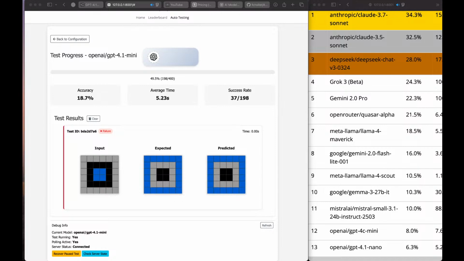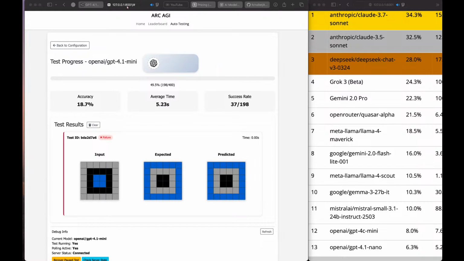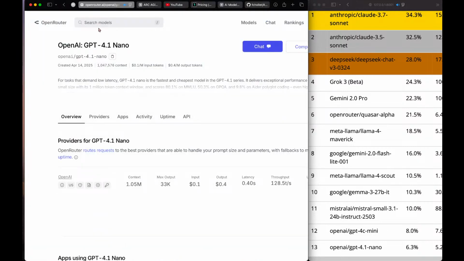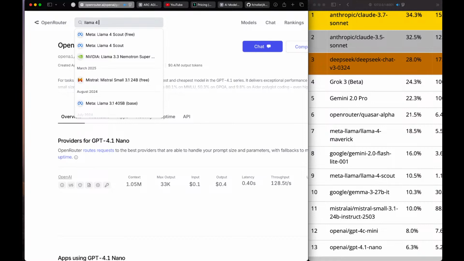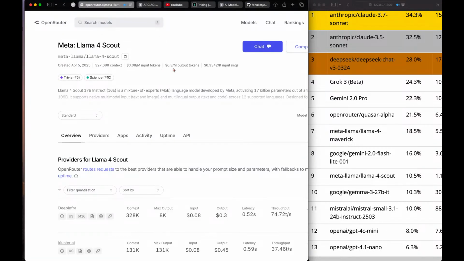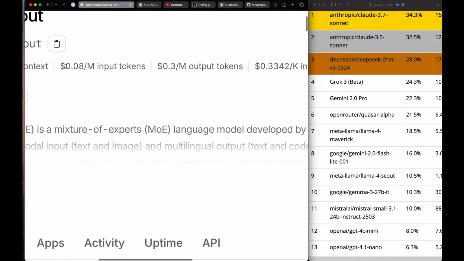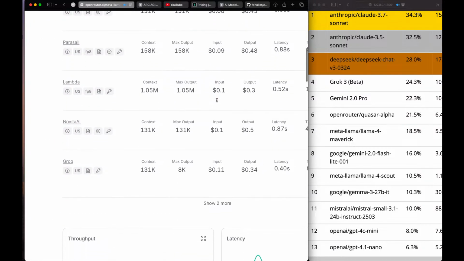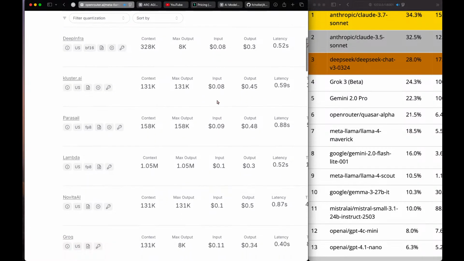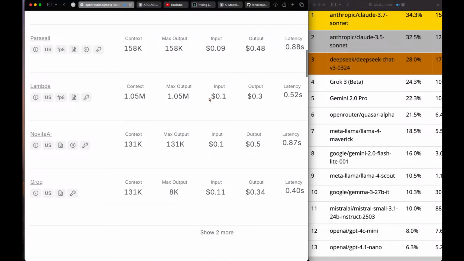4.1 mini versus Llama 4 Scout. Yeah, Llama 4 Scout. I'll be telling more about that in my video. Llama 4 Scout, let's look at the pricing. I just don't remember. So you can see the pricing is absolutely insane. Llama 4, $0.08 per million input tokens and $0.3 per million output tokens. Even if you consider the priciest one, even that is at 0.1.